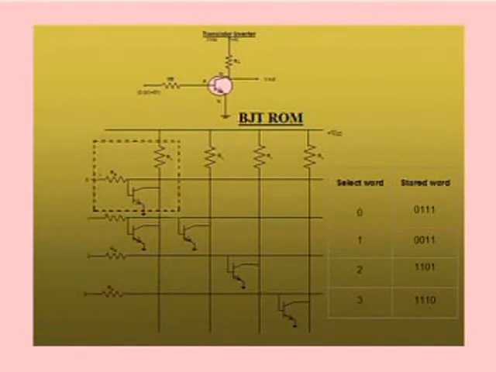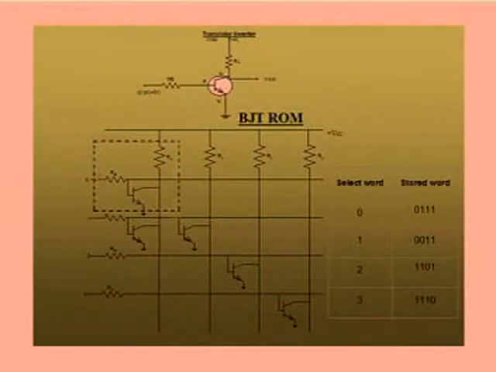The figure shows the BJT ROM. All the column lines are connected to plus VCC through the load resistance RL. The row line indicates the select line. In this case, the transistor used is the NPN transistor. All the emitter lines are grounded and the base is connected to the select line. Dotted portion indicates the transistor inverter. So you can compare the transistor inverter with the dotted portion. It resembles that of the transistor inverter.